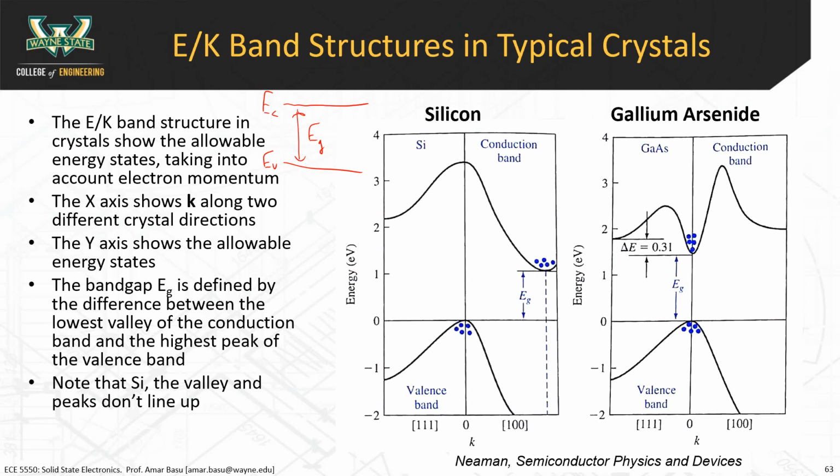We don't bother drawing this complex relationship between momentum and energy. We only draw the absolute bottom of the conduction band, meaning this part here, and then here we draw the top of the valence band. We're not taking into account the momentum, so it's obviously a simplification. We just have to be aware of what that simplification is.